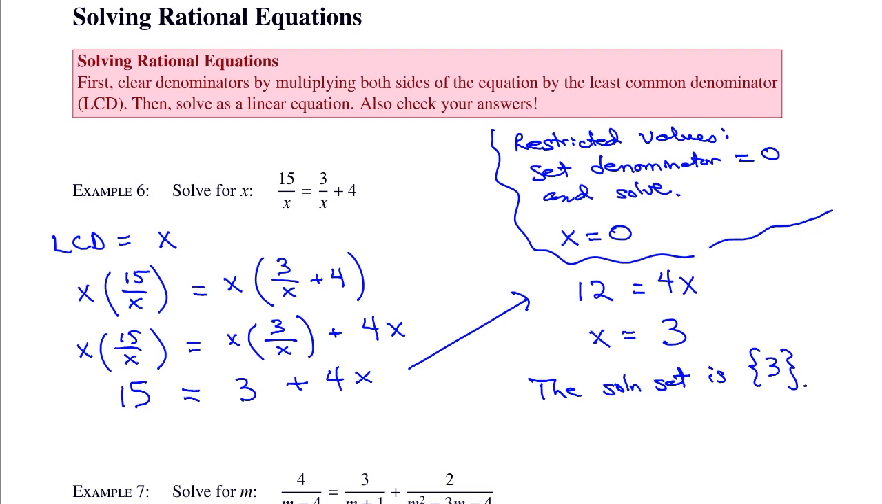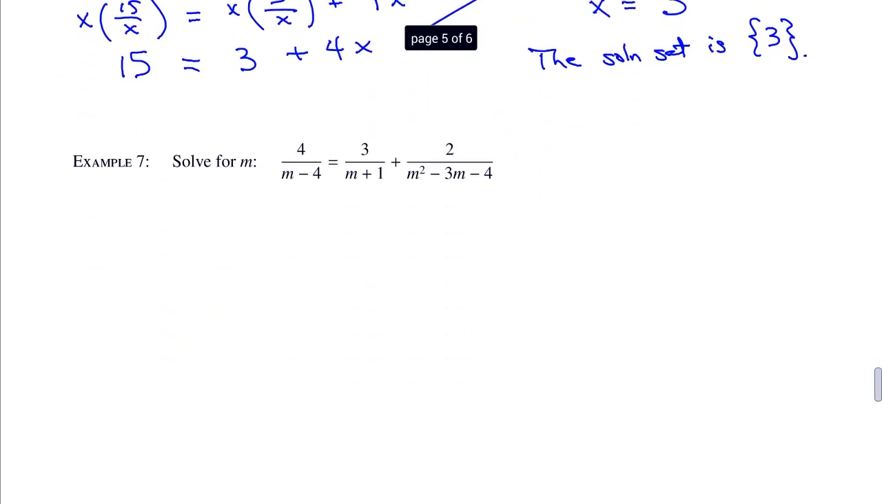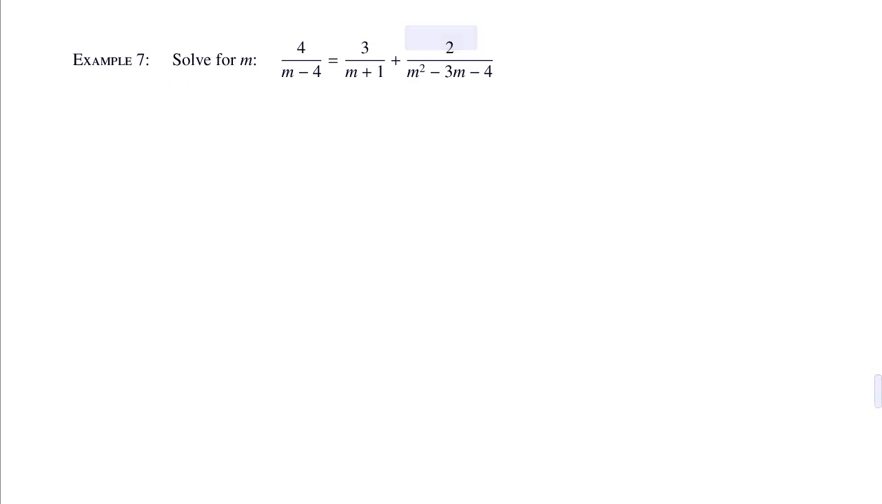Let's look at example 7. We want to solve for m. 4 over m minus 4 is equal to 3 over m plus 1 plus 2 over m squared minus 3m minus 4. To help us find the restricted values, the first thing I'm going to do is factor the quadratic in the right side here.